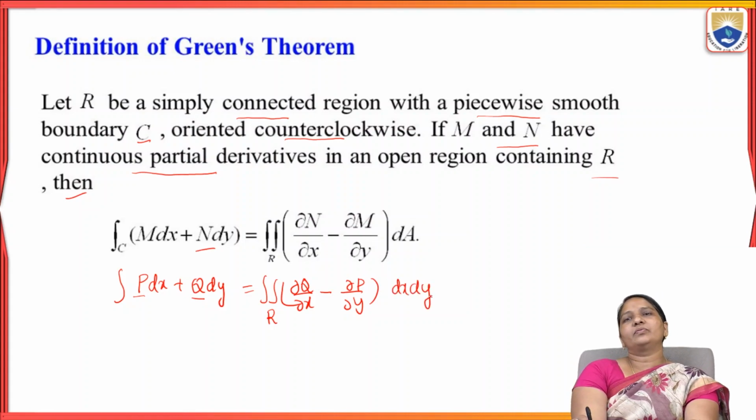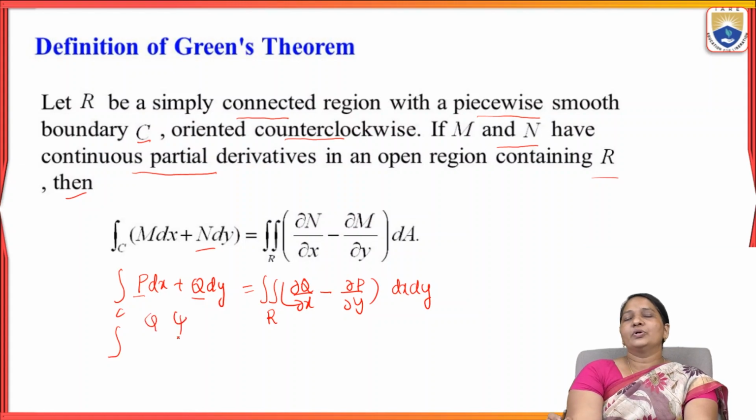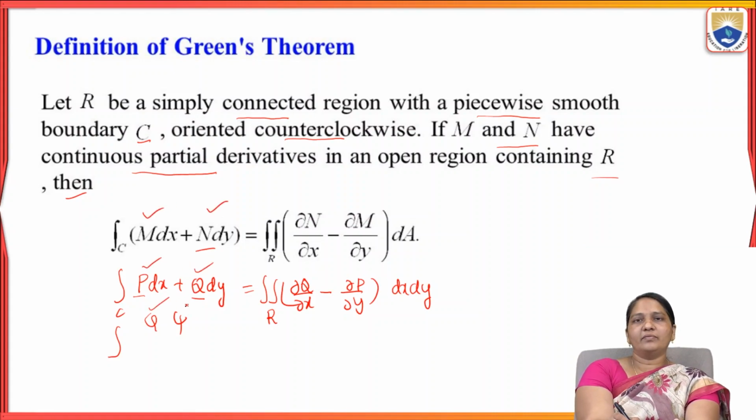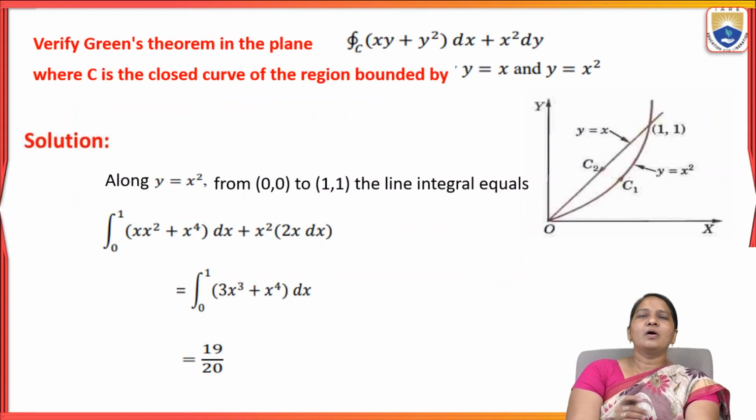So this is one of the formulas, and sometimes they will denote it with phi and psi also. We can use any formula, with the capital letters M and N, or P and Q, or phi and psi. Whichever formula we use, we should know which functions we are going to take for the partial derivatives. So see the problem now.